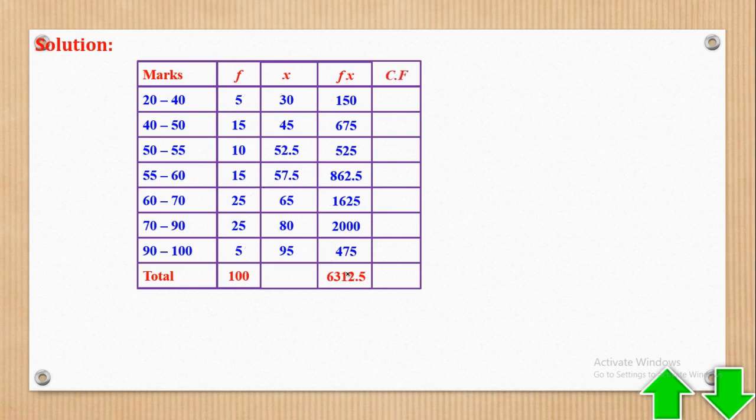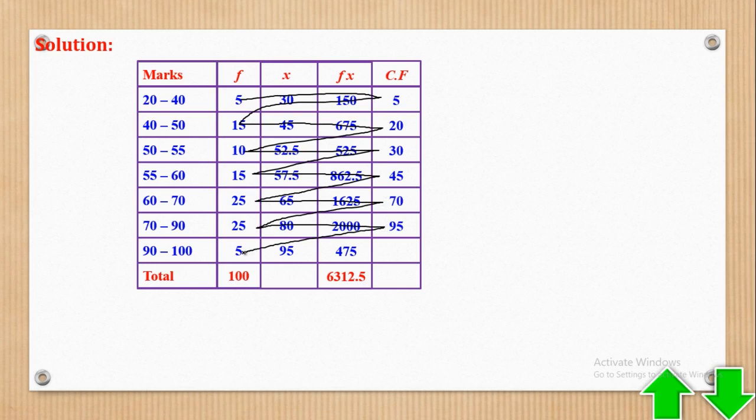Then next, because they wanted the ogive, we have to put the column of cumulative frequencies. So this 5 is put here. Then this 5 plus this gives you 20, then 20 plus this gives you 30, 30 plus this gives you 45, 45 plus this gives you 70, 70 plus this gives you 95, and 95 plus this gives you 100. So we have finished our table. Next is to answer the questions.